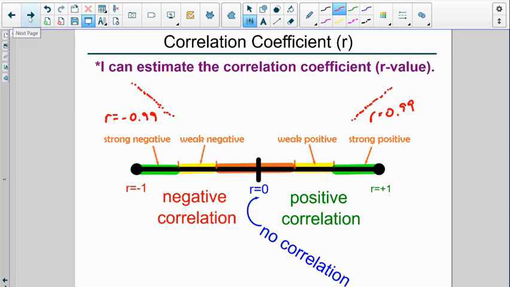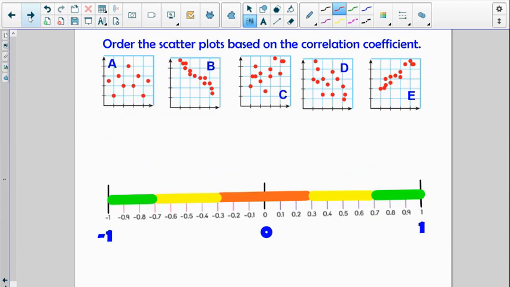Let's look at a sorting activity to help us with this. So here's our same number line. I even have the decimals in there to the nearest tenth. What we're going to do is order these 5 scatter plots by moving them down into place. On the negative side, we want to place any scatter plots that have a negative correlation. So what does that mean? That means the line of best fit would be trending downward.